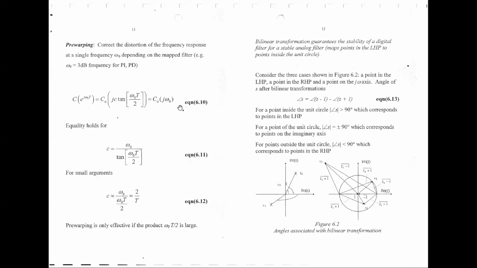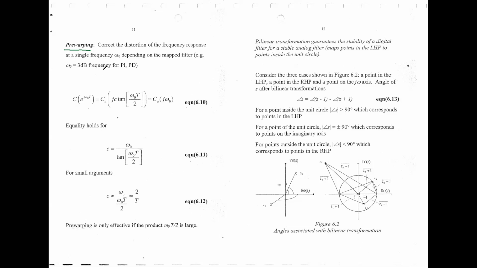Okay, the next part is pre-warping. We have also looked at this briefly in our last lecture, in the last section. Basically, pre-warping is correcting the distortion of the frequency response at a single frequency. So if you have a frequency of interest, omega naught, that you want to design your digital controller for, at a single frequency omega naught, depending on the mapped filter, the response in the S domain using the continuous transfer function is the same as the frequency response at that particular frequency in the digital domain.